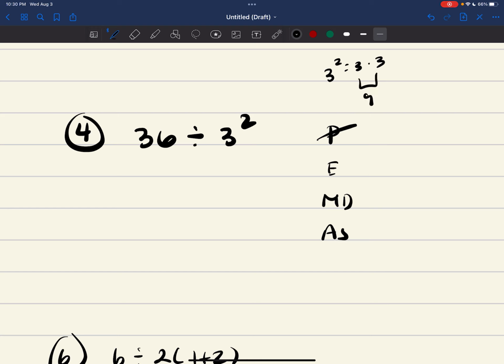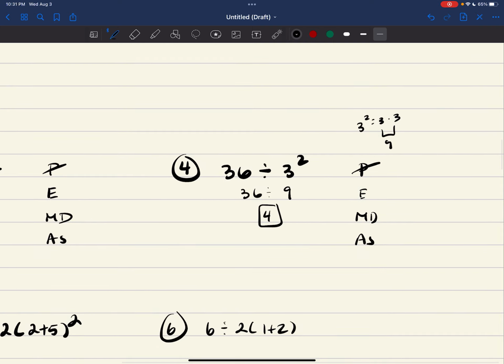Don't think it's 6. This is not saying 3 times 2, it's 3 raised to the second power, which you can follow along over here. So 36 divided by, well, what's 3 squared? We say 3 squared is 9, and I'm going to rewrite everything over there on the left side. 36 divided by 9, that's just going to be 4. Yes, that's going to be 4, and that is my answer.